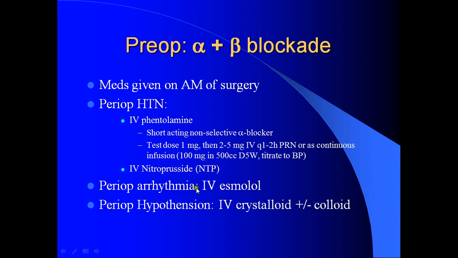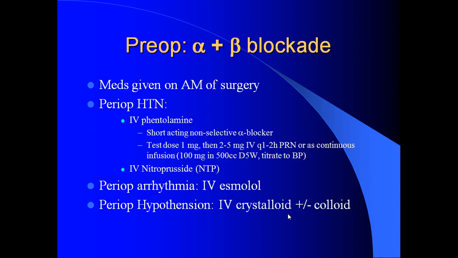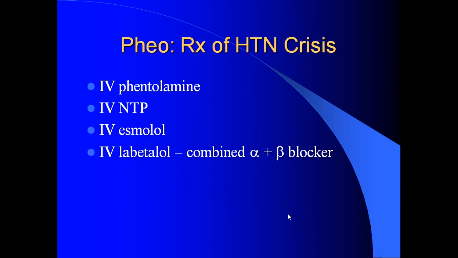Peri-op arrhythmias have to be controlled by IV esmolol, and then hypotension. There is a chance that the patient might go into hypotension, and it usually occurs the moment the artery is clamped by the surgeon. So what you give is IV crystalloids plus or minus colloids. And you can also do autotransfusion. That is, you take the patient's blood, save it, and during the surgery you transfuse the patient's same blood.